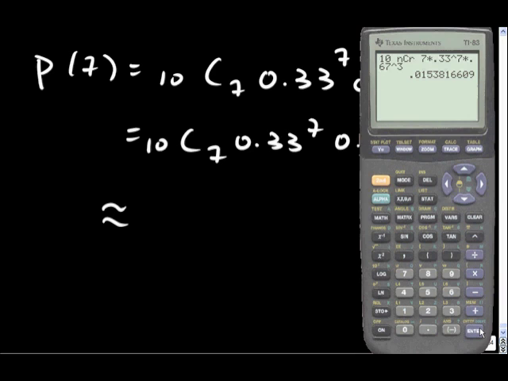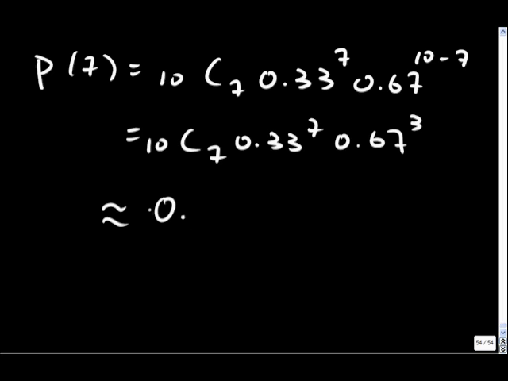0.01538. If we approximate to the nearest 10 thousandths, the 3 is in the 10 thousandths position. The 8 says add 1. So it's 0.0154. That's P of 7.